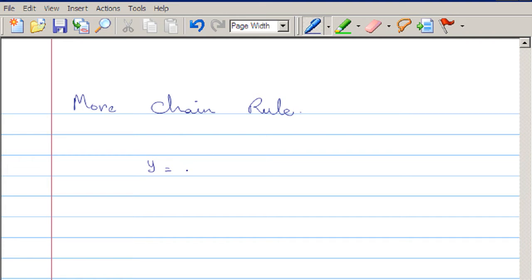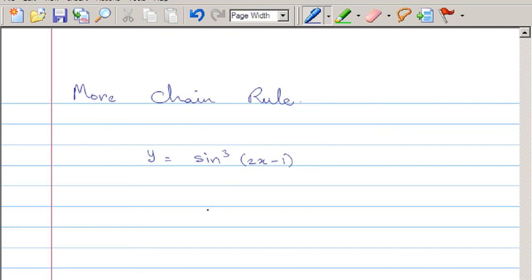So I'll start with something that's relatively easy. Let's start with y equals, let's say, sine cubed of 2x minus 1. And let's say I want to find dy over dx. I'll start by doing this using the shortcut where we do it in just one step, and maybe I'll also go through it in more detail once I've first done it.